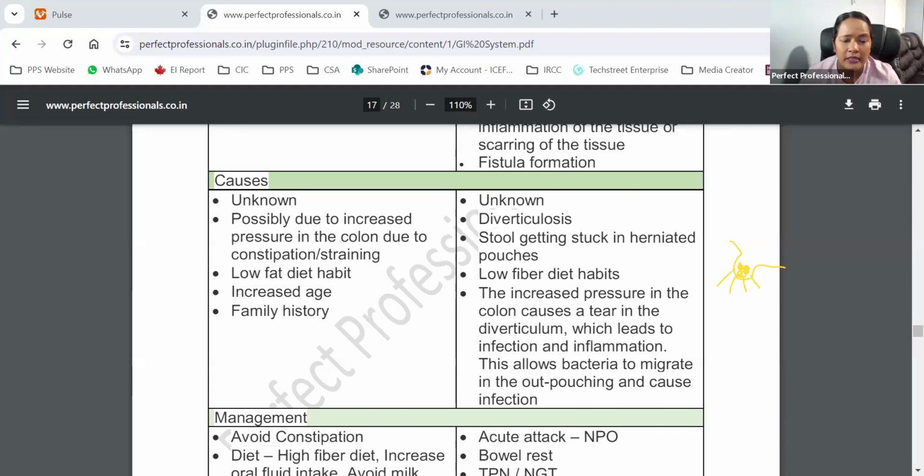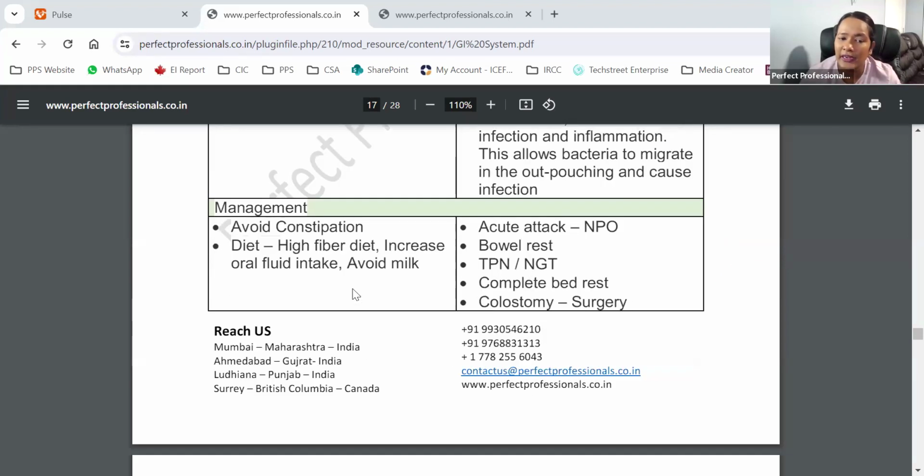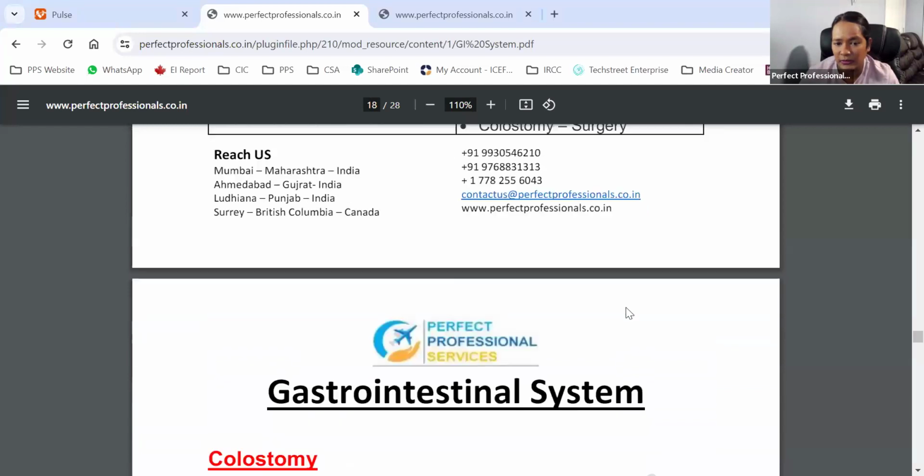Now what will be the management? Avoid constipation. Diet will be a high fiber diet, increased oral intake, avoid milk. When there is an infection, whenever the patient is in an acute attack, keep nil by mouth, give bowel rest, and we can give TPN or a nasogastric tube. Usually the patient will go on total parenteral nutrition, TPN. Complete bed rest will be there. Colostomy surgery will be there.